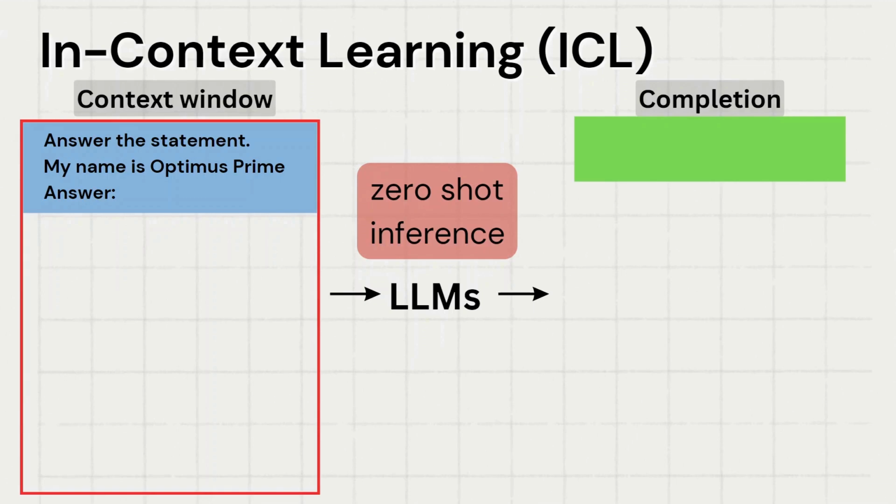Like in this case, I have already provided a sentence, "My name is Optimus Prime." And in that, I've also provided some hints that I want an answer to the statement, and I also left some space for the answer below. Now in this case, when the model gets an idea that it has to answer this statement, it knows that it has to start with the word hello, but it still doesn't know what to write after that. So it may happen that zero-shot inference doesn't work for the LLM model.